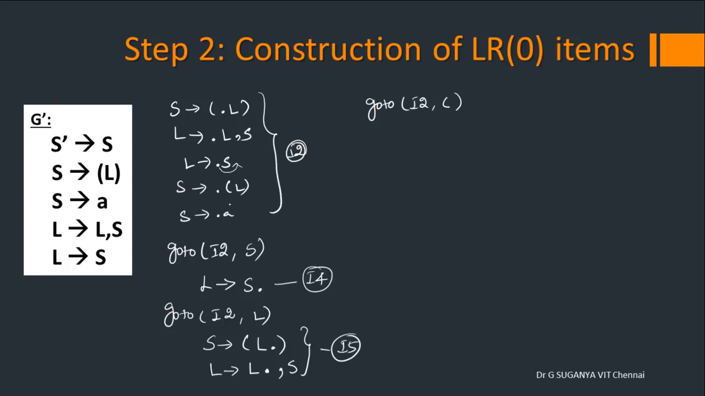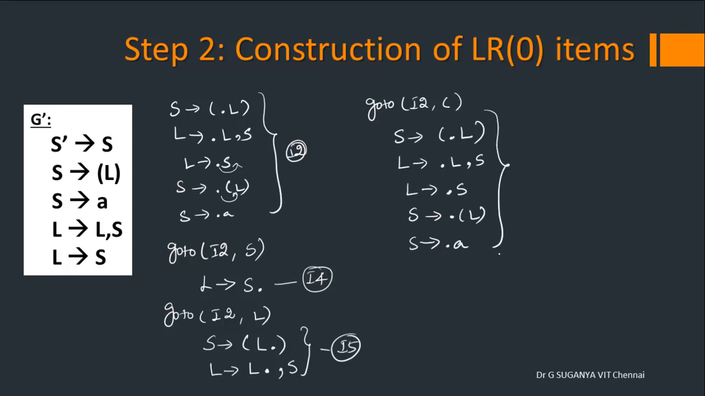Right? So move this. S gives left bracket dot L. Since dot is followed by L, L gives dot L, comma, S. L gives dot S. Since dot is followed by a non-terminal, S gives dot L. S gives dot A. You can see this is very similar to I2, so I can use the same state I2.